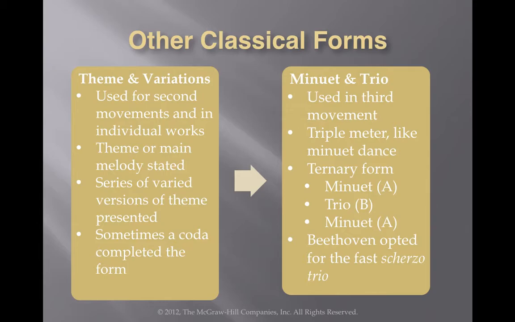Another form is the minuet and trio form. And this is the form that is always used in the third movement of a four-movement sonata. Now, the minuet and trio is a triple meter form. So you'll hear that 1, 2, 3, 1, 2, 3 as you listen to it. It is also always in ternary form, meaning you hear the first section, the minuet, the second section, the trio, and then the minuet again, the first section again. And those three sections make it a ternary form piece.